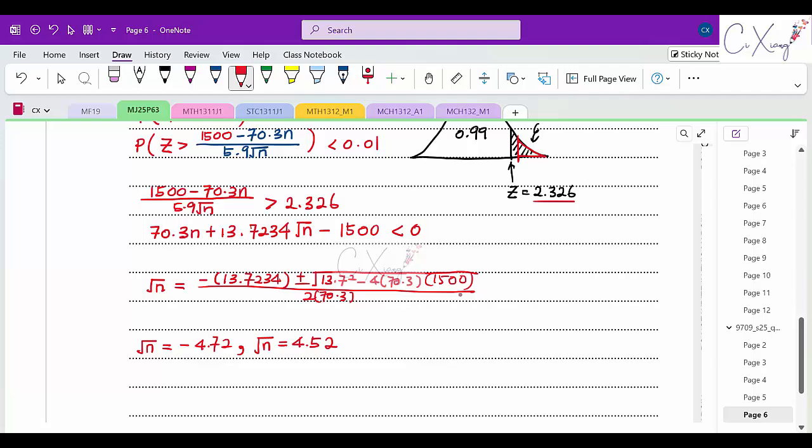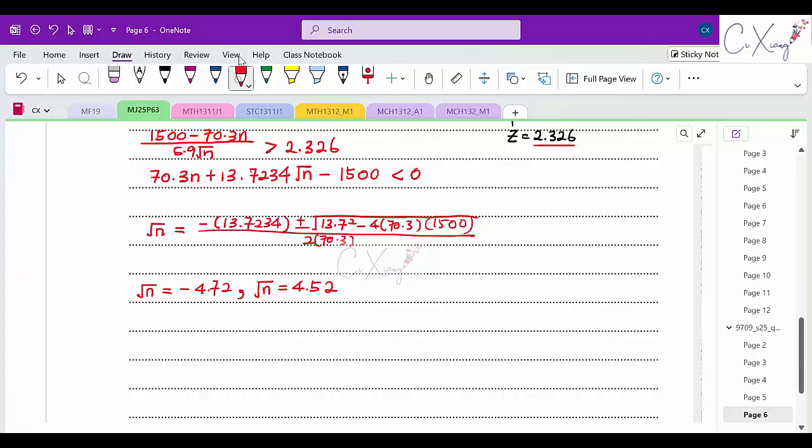Then I use these critical values to find the answer for the inequality. But of course, if you don't show this, never mind, because usually when you solve an inequality, you can directly get the answer. Okay, negative 4.72, then I have 4.52. Assume that both are going to the right. I'm looking for the negative, right? This is plus, this is minus, this is plus. So the answer for square root n is negative 4.72 is less than square root n is less than 4.52.